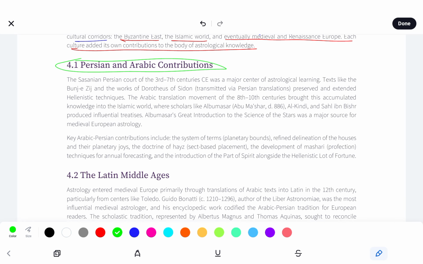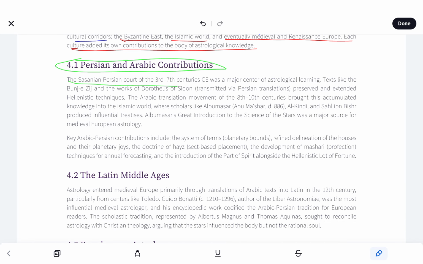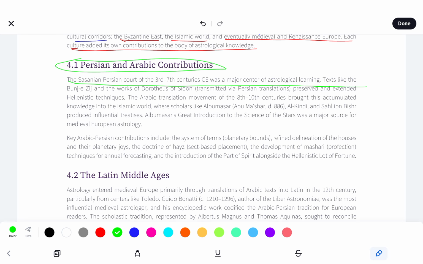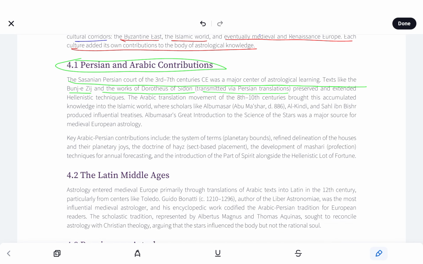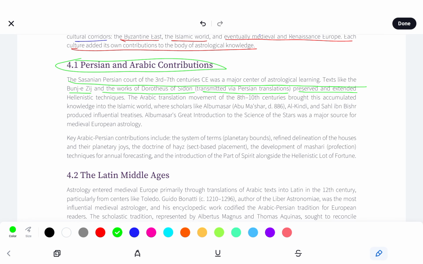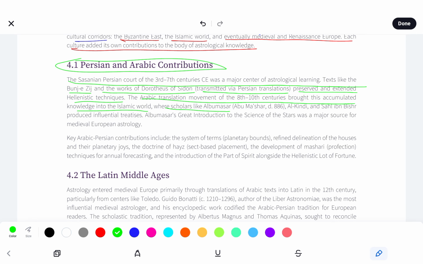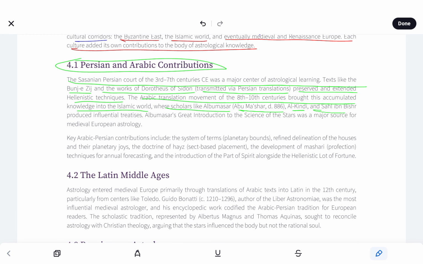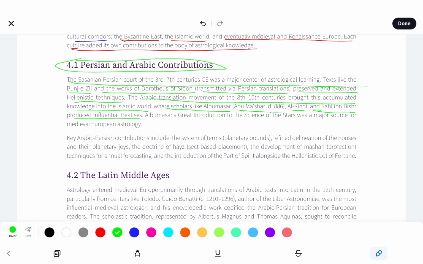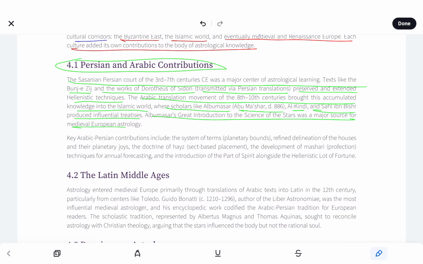Persian and Arabic contributions. So, the Sasanian Persian court of the 3rd to 7th century CE was a major center of astrological learning. Texts like the Bundahishn and the works of Dorotheus of Sidon, transmitted via Persian translations, preserved and extended Hellenistic techniques. The Arabic translation movement of the 8th through 10th centuries brought this accumulated knowledge into the Islamic world, where scholars like Abu Ma'shar, Al-Kindi, and Sahl ibn Bishr produced influential treatises. Abu Ma'shar's Great Introduction to the Science of the Stars was a major source for medieval European astrology.